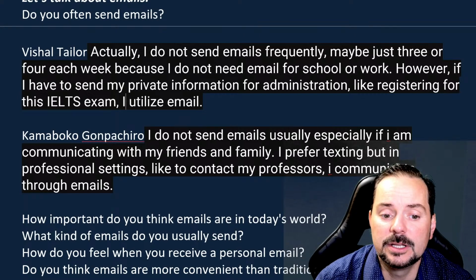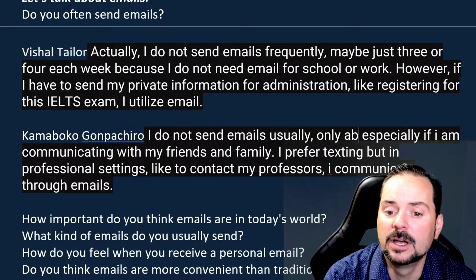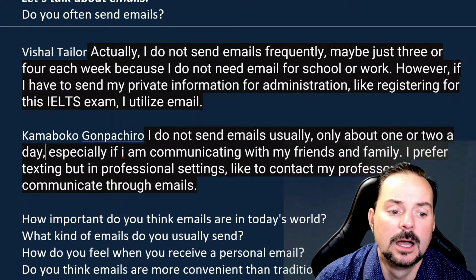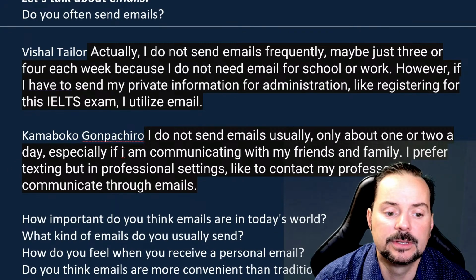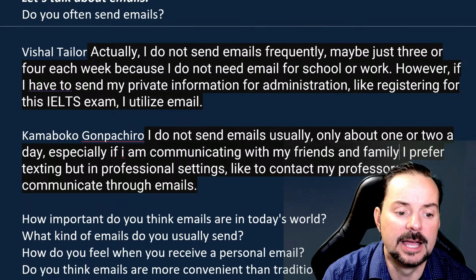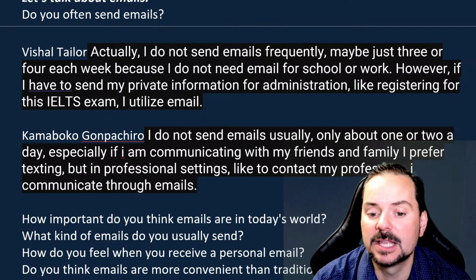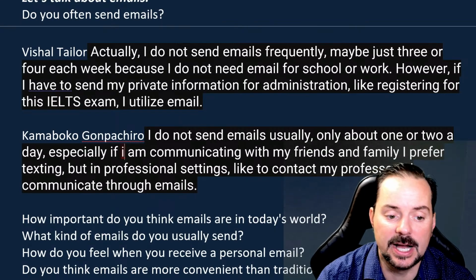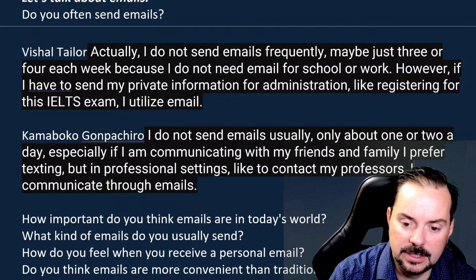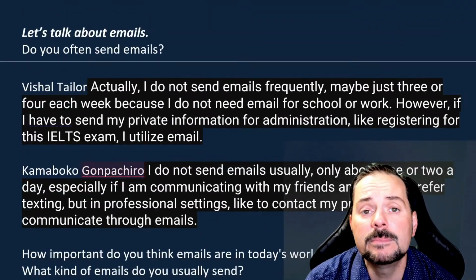Kamaboko, I do not send emails usually, only about 1 or 2 a day. Especially if I'm communicating with friends and family, I prefer texting. But in professional settings, like to contact my professors, and write I's as capital, students, those will be counted as mistakes in your writing in the IELTS, I communicate through emails. All right, much better.